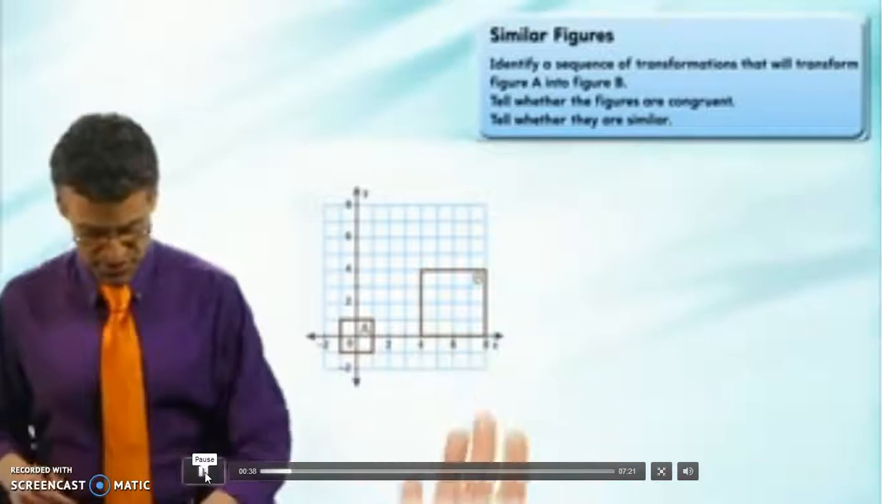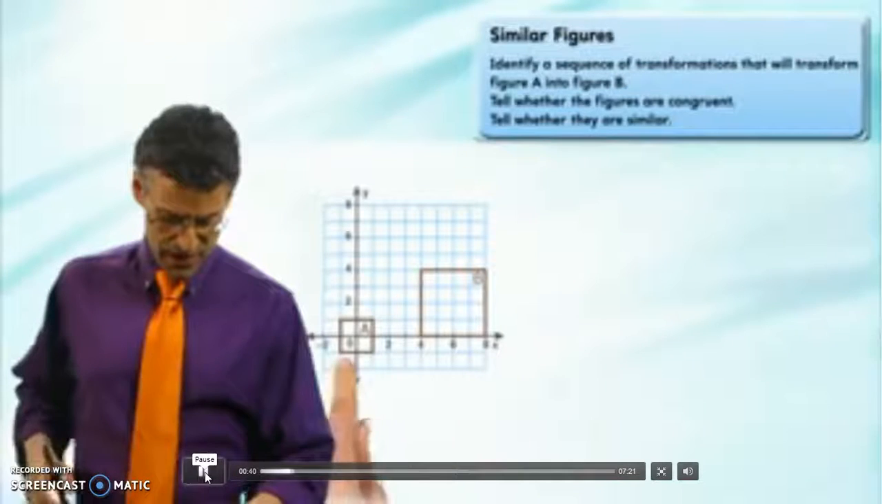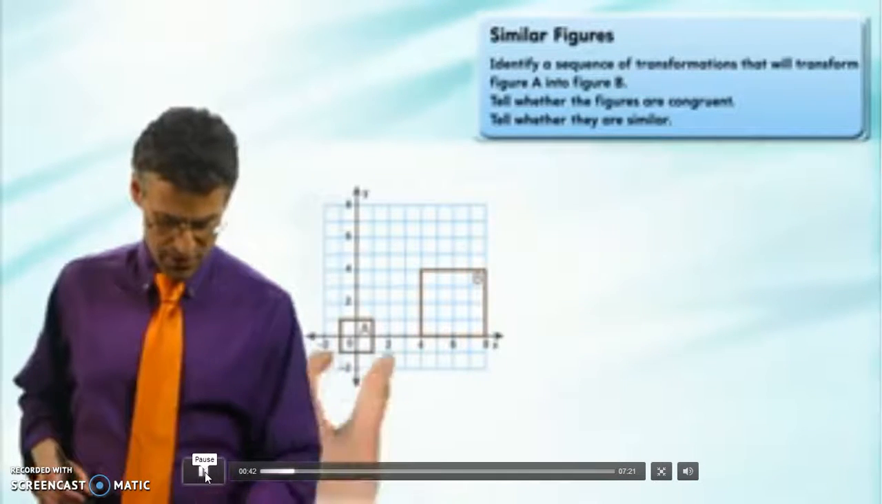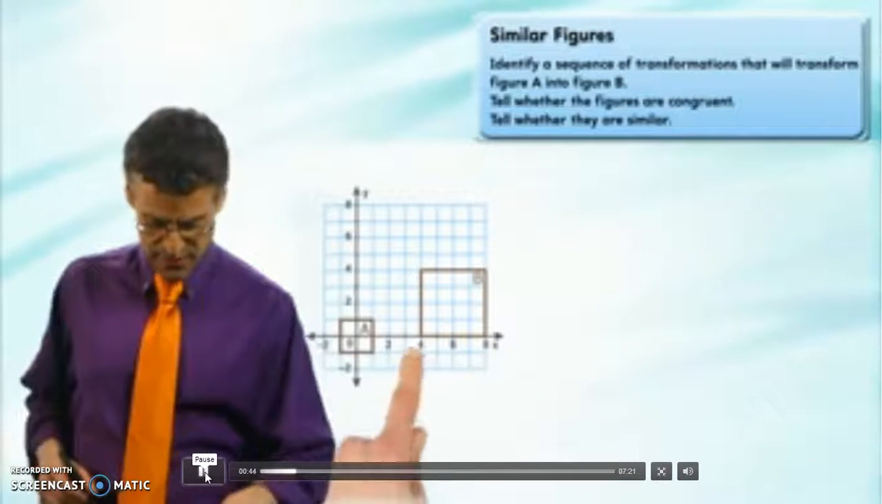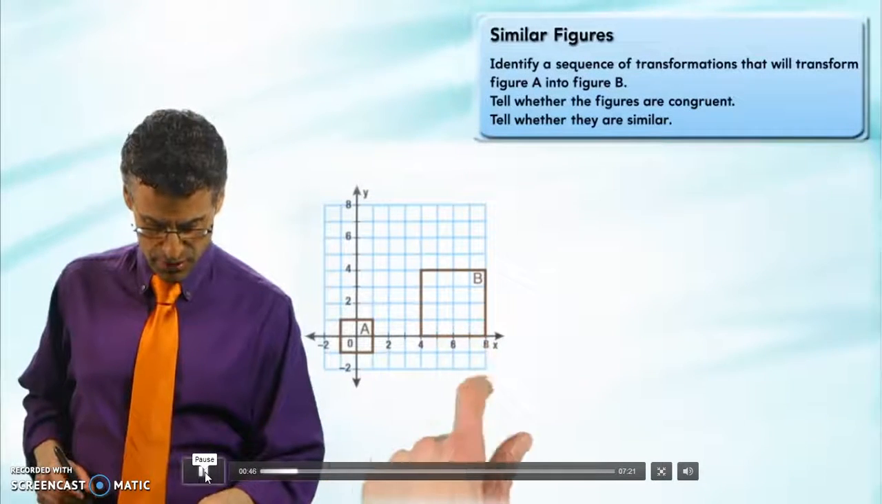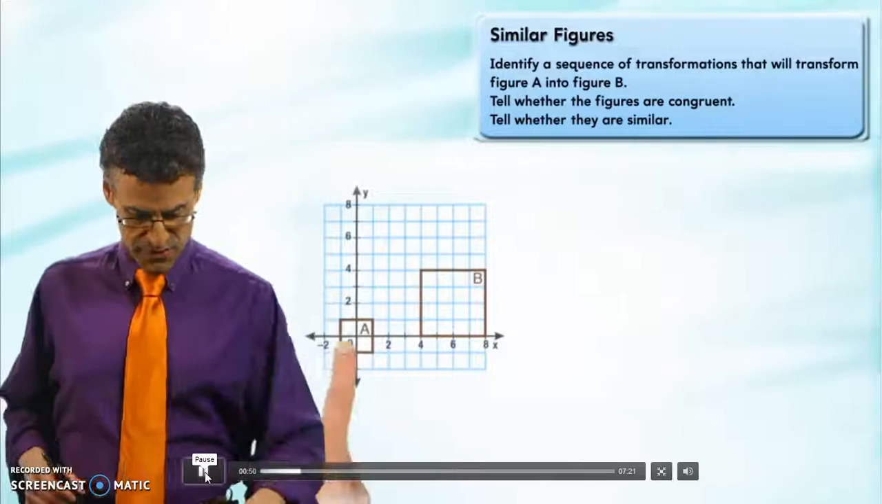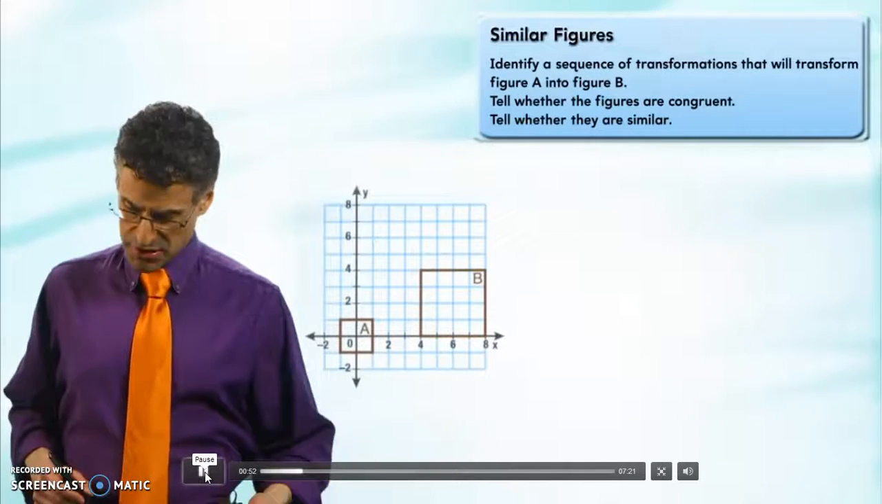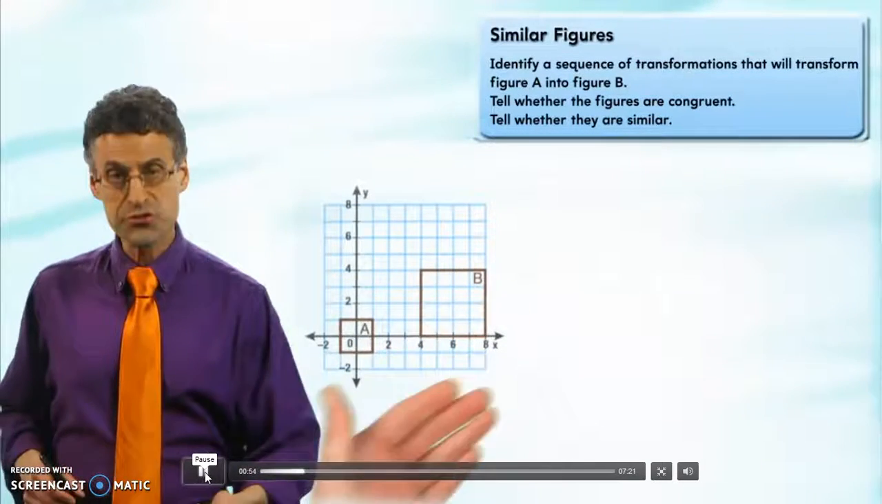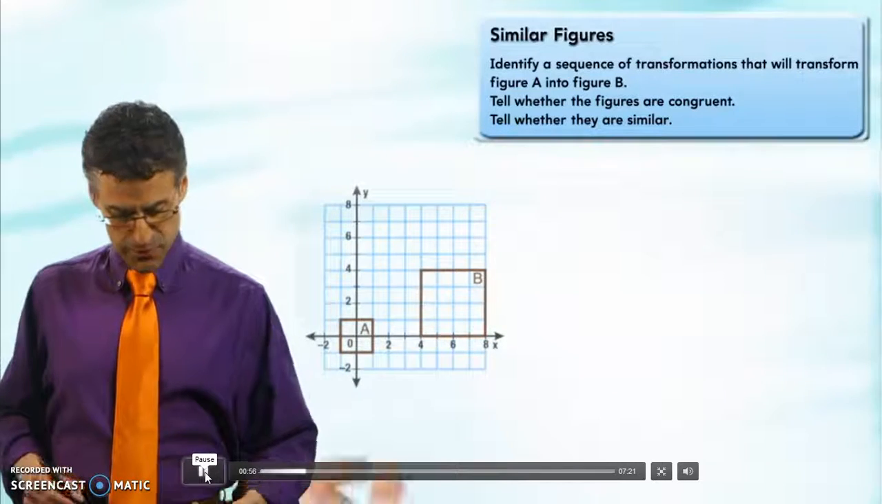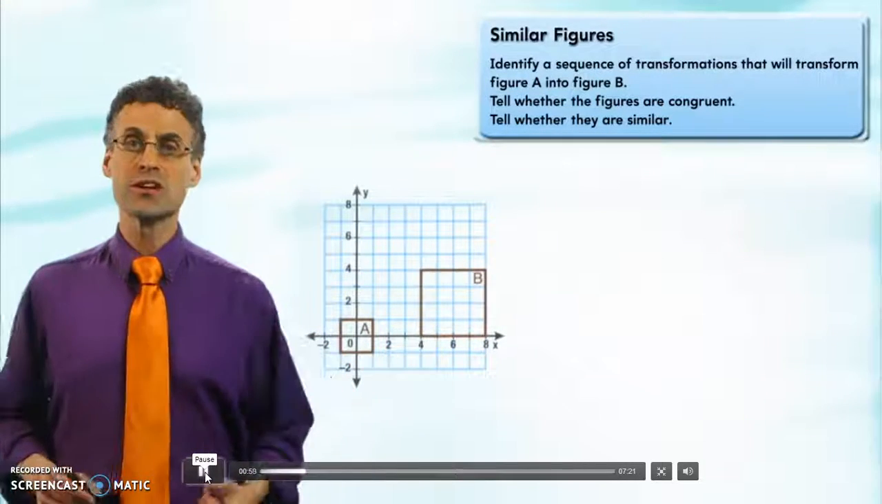So I want to take a look at a couple of examples together and have some fun. So here's the first one I want to take a look at, and you can see here I've got a square, a 2 by 2 square, located here, center of the origin, and then here I have a 1, 2, 3, 4 by 4 square that's kind of off to the side. This one's called A, this one's called B, and our challenge is to identify a sequence of transformations that will transform figure A into figure B.